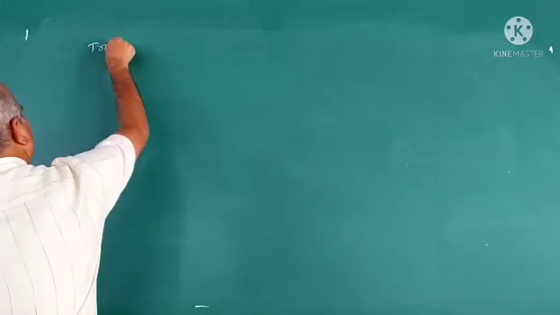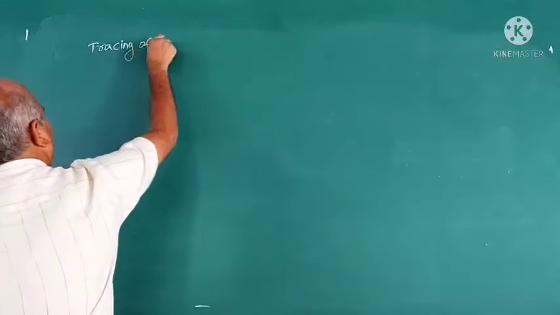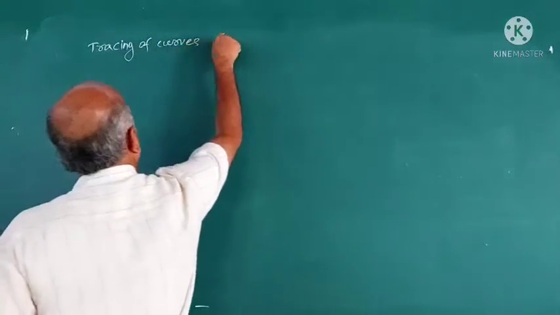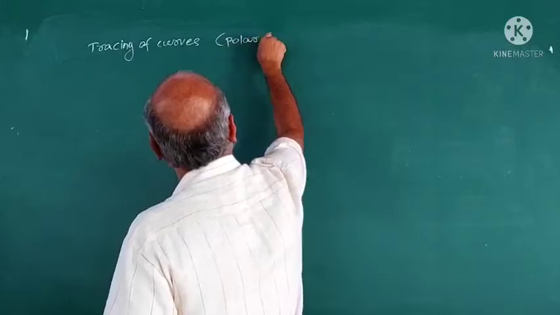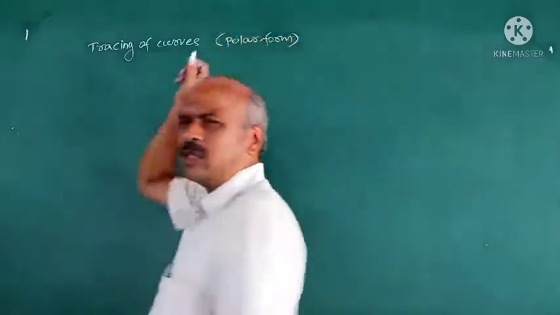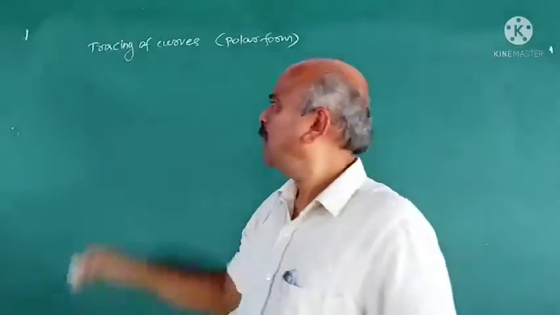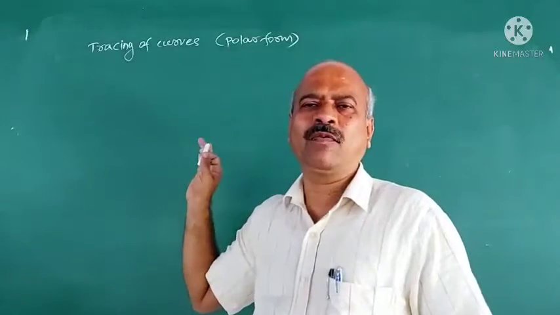So the topic is tracing of curves when the equation is given in polar form. I have already explained how to trace the curve when the equation is given in Cartesian and parametric form.